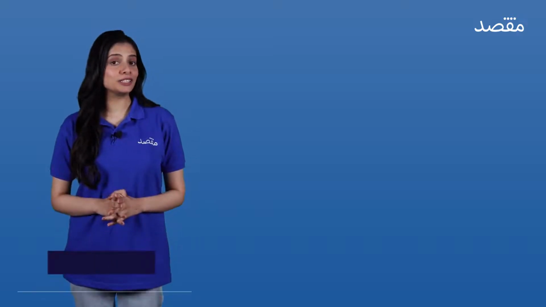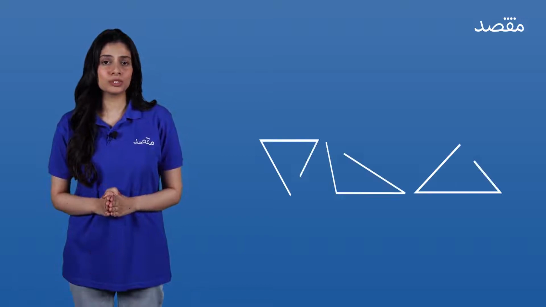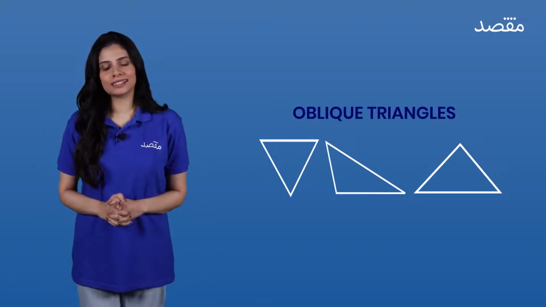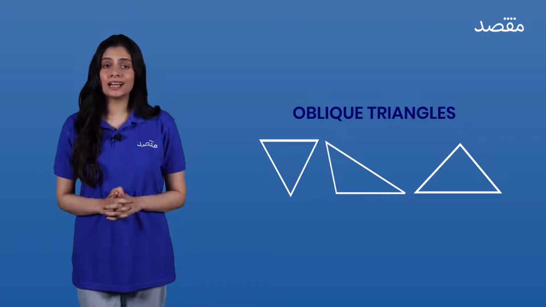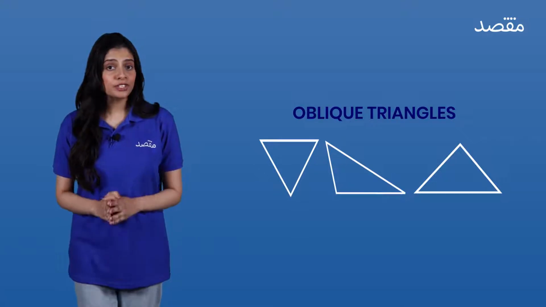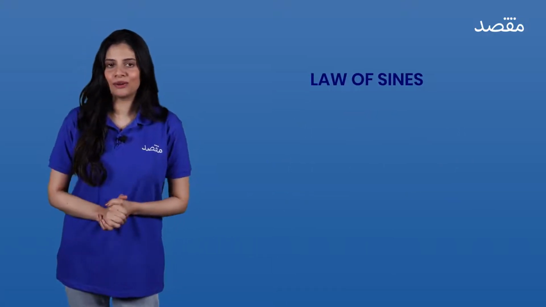So far, we have learned how to solve right triangles. But what about triangles which are not right angled? ऐसे triangles को oblique triangles कहते हैं और इनको solve करने के लिए हम sides और angles का relation use करते हैं. The first of these relations is called the law of sines or simply sine law.